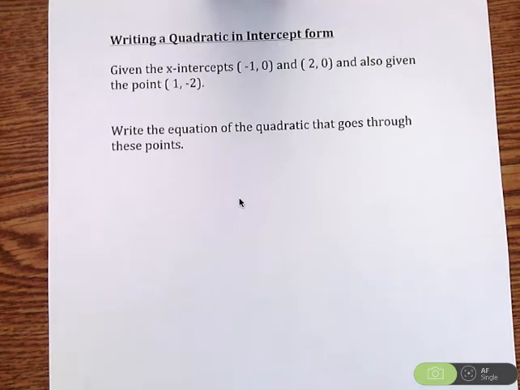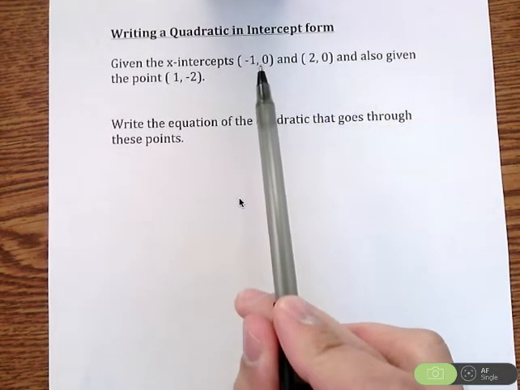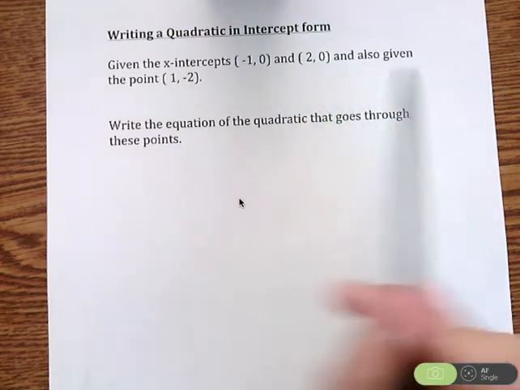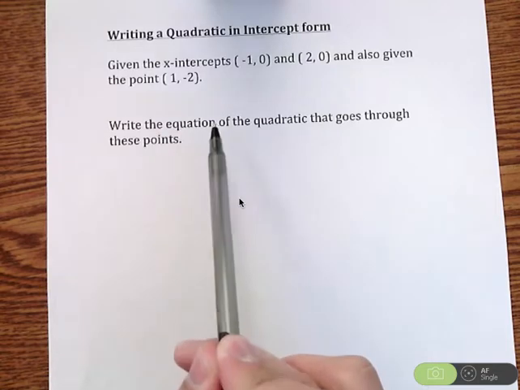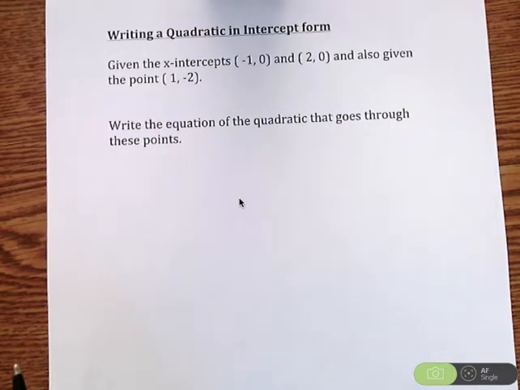Alright, in this video, I'm going to show you how to write a quadratic in intercept form. In our problem, it tells us, given the x-intercepts (-1, 0) and (2, 0), so those are our two x-intercepts, and also given the point (1, -2), we're going to write the equation of the quadratic that goes through these points.